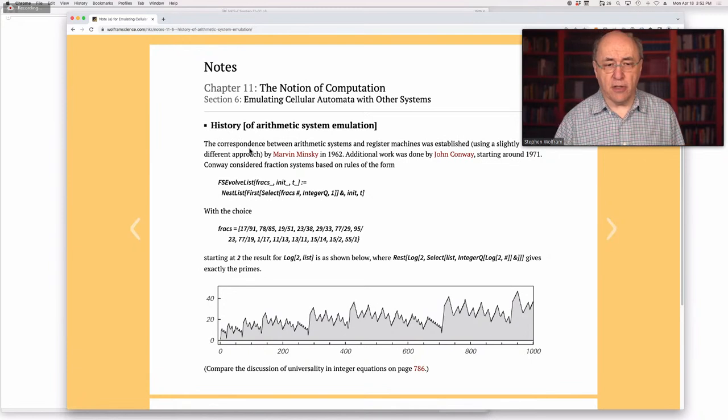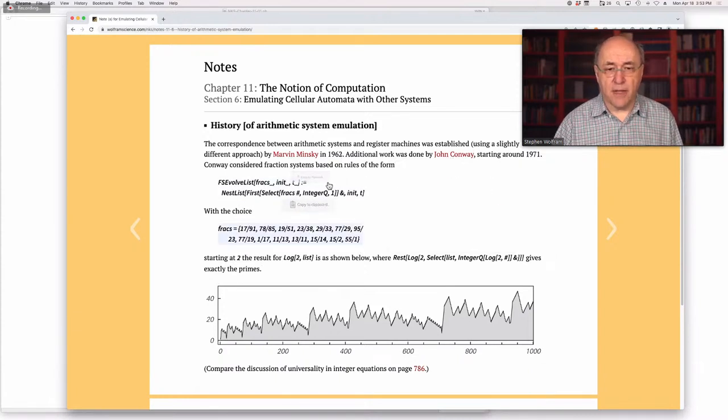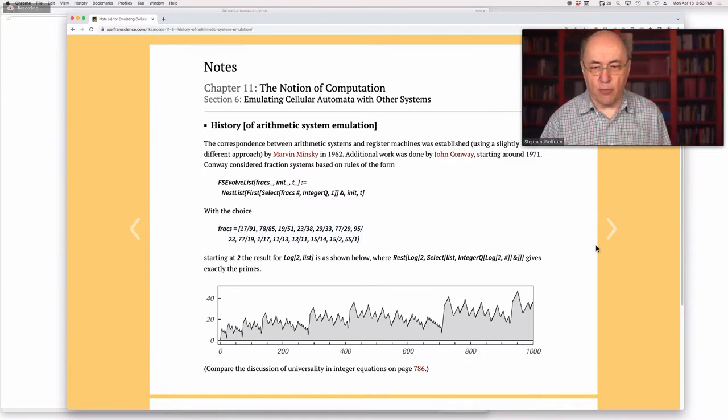This is a historical note about the correspondence between arithmetic systems and register machines, which was established by Marvin Minsky, and John Conway also worked on it. That's just one of the historical notes. I knew both of these people. And this is Conway's case, where this is showing a particular arithmetic system and what it does.